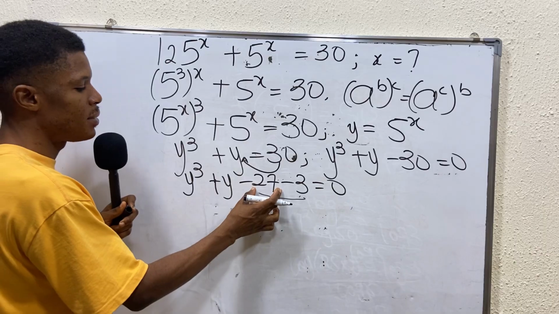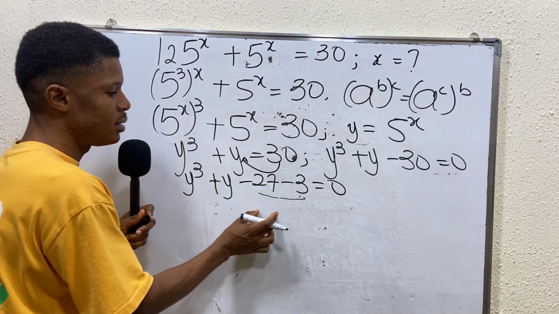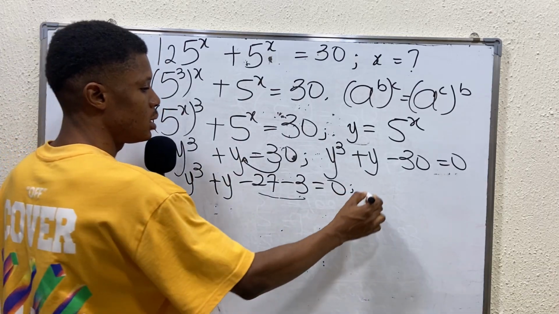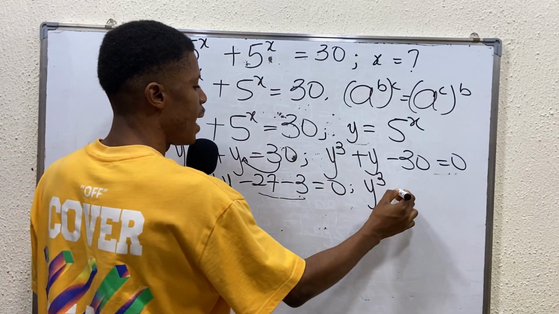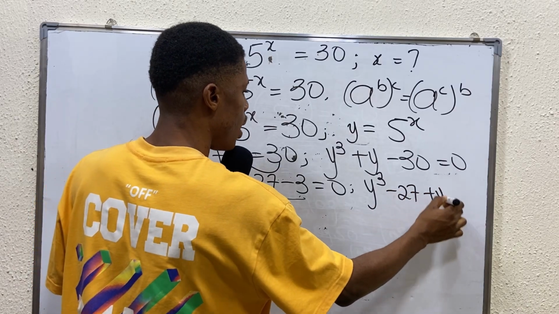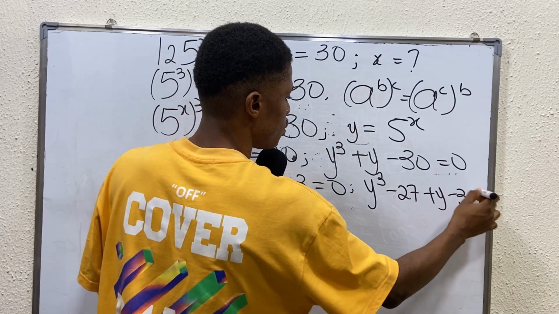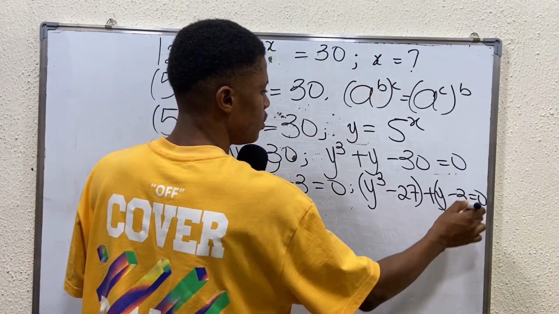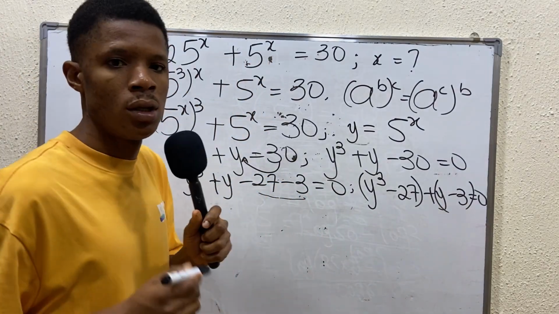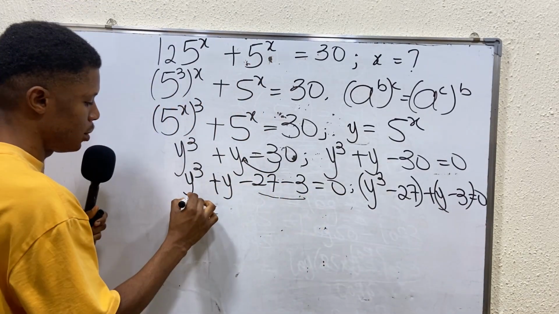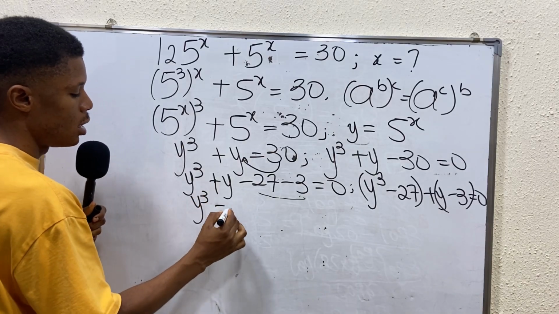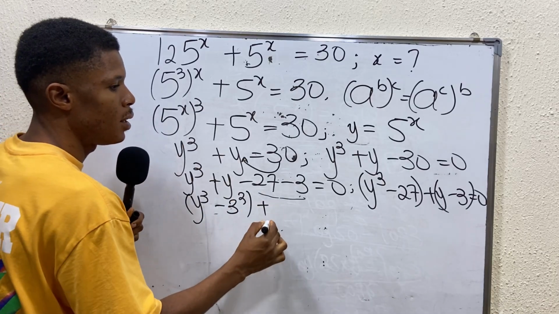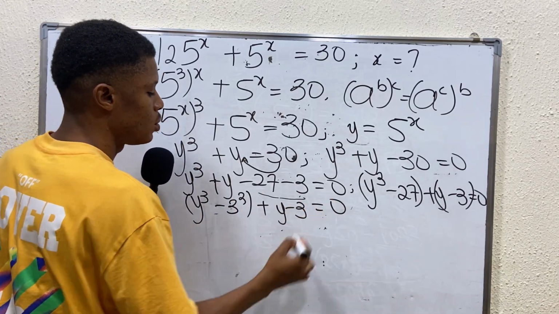So I can now bring the terms that can get to a cubic root together and bring the linear terms together. Okay? So I can now have this equation to be written as y cubed minus 27 plus y minus 3 is equal to 0. Good. Now I can group the first two and group the last two. So from here, I can now write this to be y cubed minus, I can write 27 to be 3 cubed as we suggested initially, in a bracket, then plus y minus 3 is equal to 0.